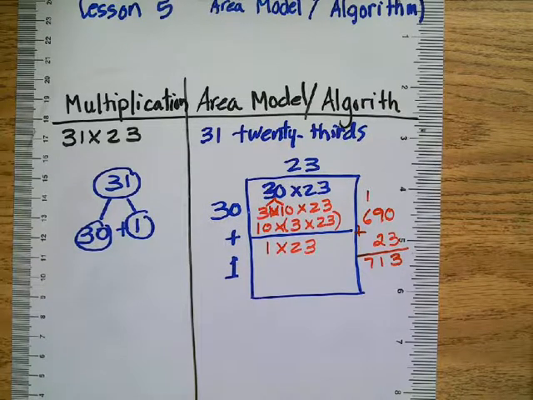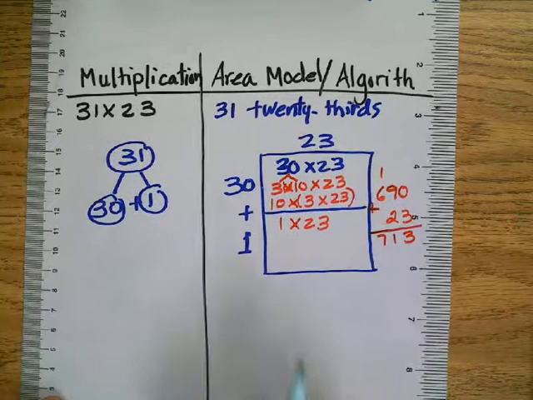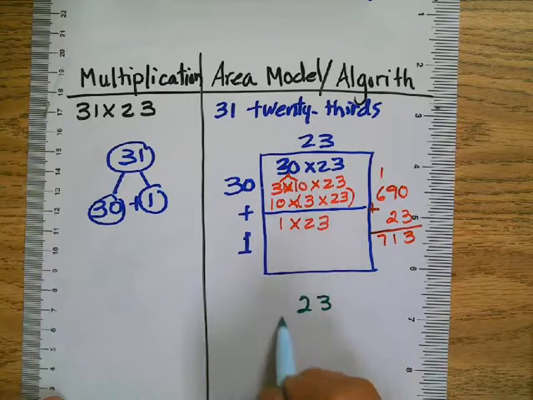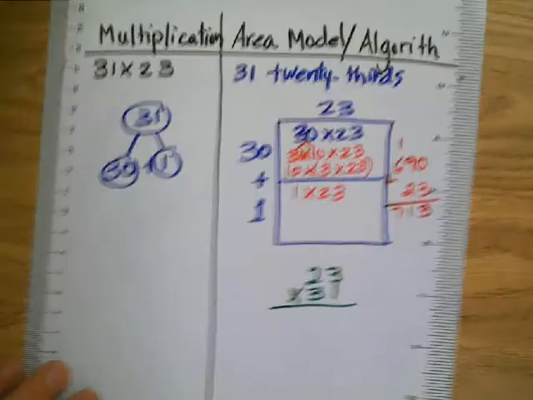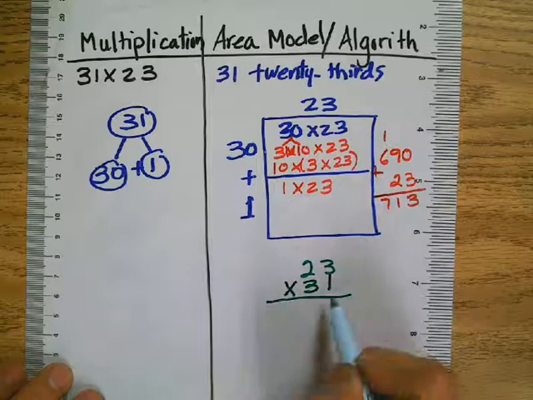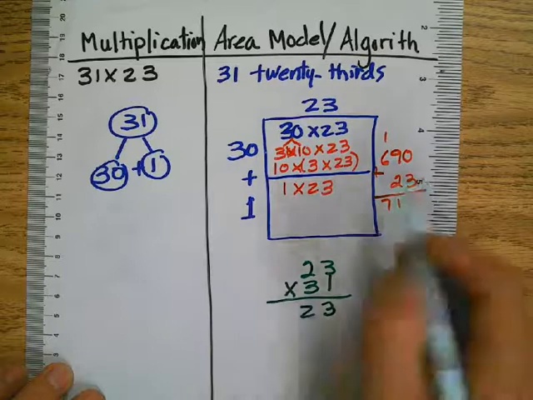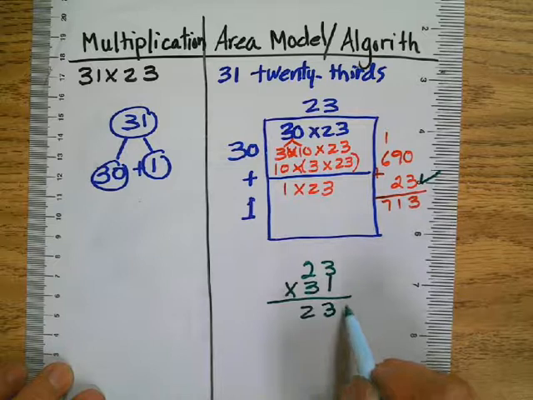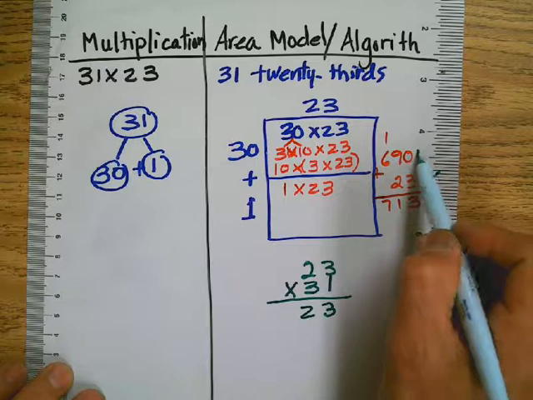And let's see if our answers match, if we do the regular multiplication. So now let's write 23 times 31. So again, we're going to see if they match. So we're going to multiply the ones. 1 times 3 equals 3, and 1 times 2 equals 2. So this first answer matches the answer on the area model. So the first partial answer matches. Let's see if this one matches as well.